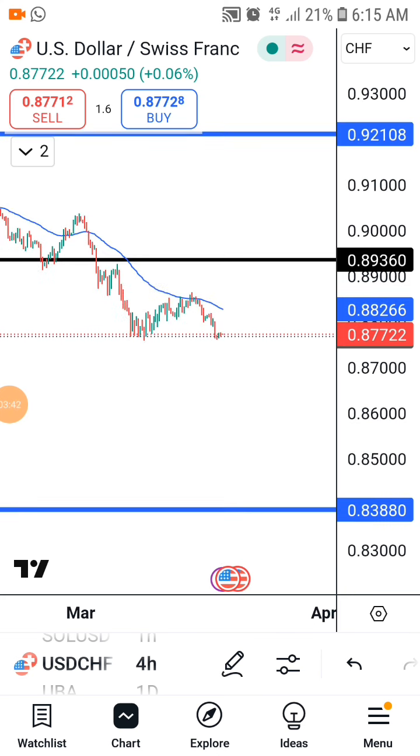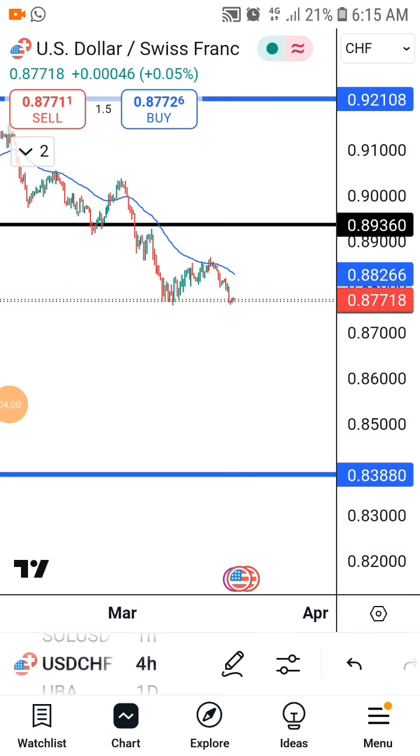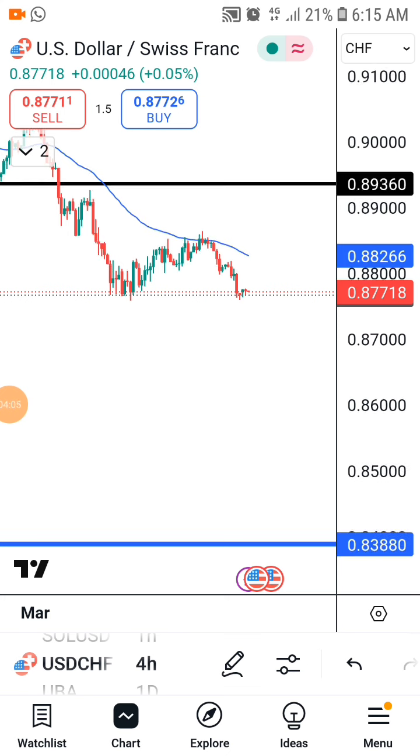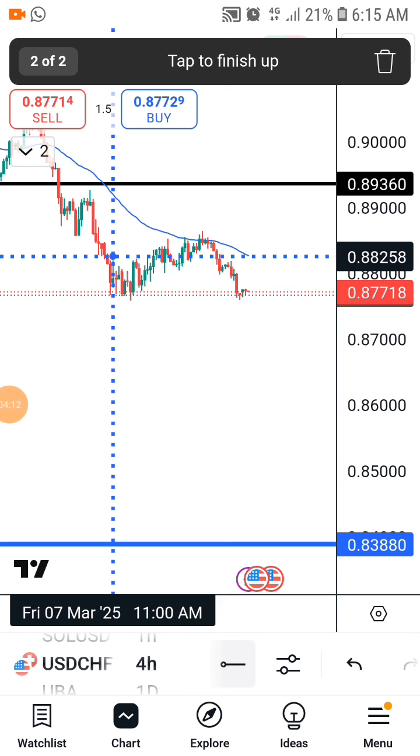That is why I say 4 hours is directly proportional to the daily 50 moving average. So this daily 50 moving average will not be tested again until the market begins to reverse. Now this is our daily. Currently where the market is now, let's mark our 4 hours. This is where the 4 hour 50 moving average stops.